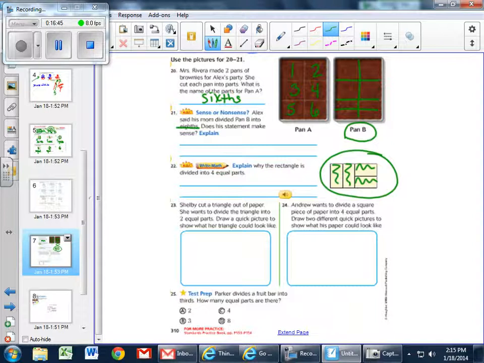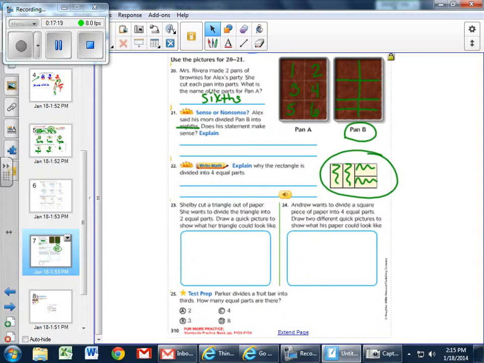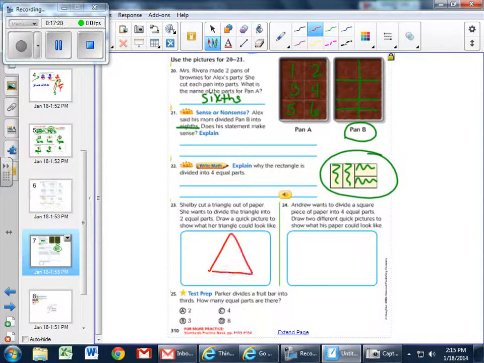Number 23, Shelby cut a triangle out of paper. She wants to divide the triangle into 2 equal parts. Draw a quick picture to show what her triangle would look like. Okay, so she cut a triangle out of paper. Then she wants to divide it into 2 equal parts. You'll have to decide, if you cut it this way, are those equal parts? If you cut it this way, are those equal parts? So it wants to know, how would you cut that triangle to make it into 2 equal parts? So you should have a drawing of a triangle, and I want to see a line where you would cut it.